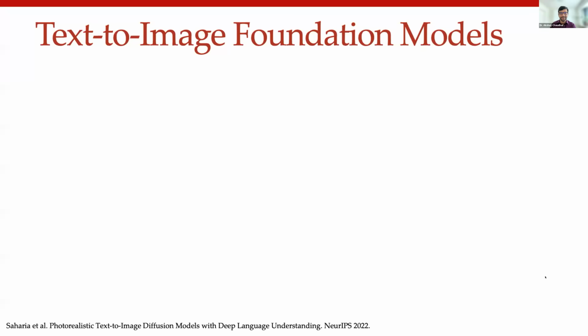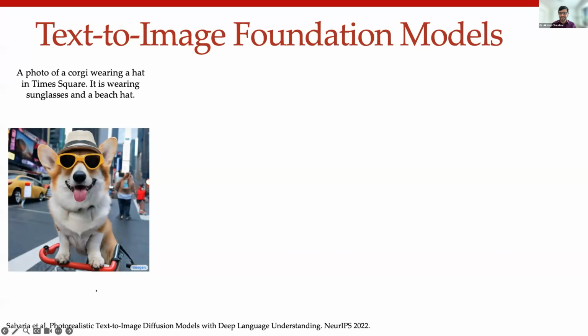So I think, like this was covered in the previous slide, some of these text to image foundation models can be very powerful. We can enter different prompts, such as a photo of a corgi wearing a hat in Times Square. And using some of our latest and greatest models, we can generate images that have high semantic quality as well as high resolution.